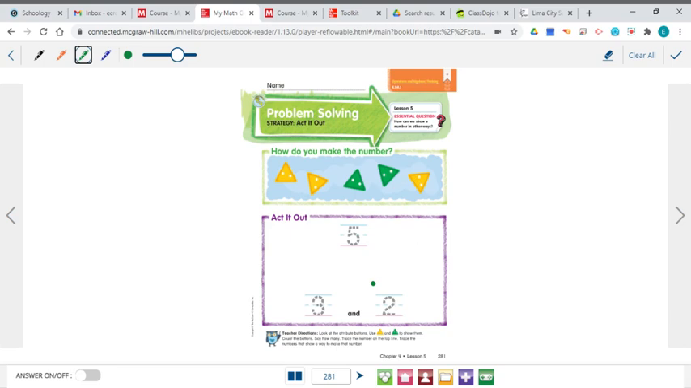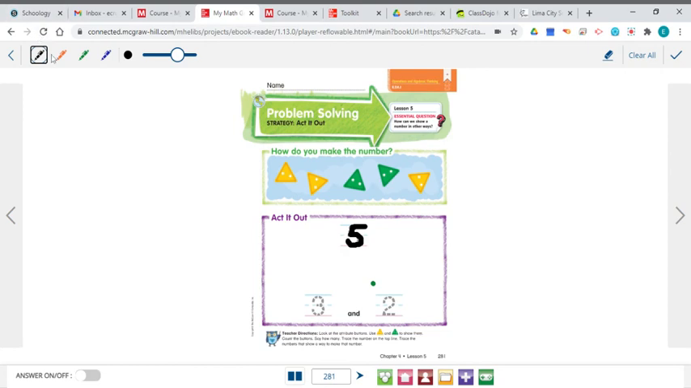All right, so what it's asking us to do is, how do you make that number? First of all, let's find out what that number is. 1, 2, 3, 4, 5. So the number is 5. Let's go ahead and trace that number 5. There are 5 attribute buttons. And now we're going to sort those attribute buttons by color.